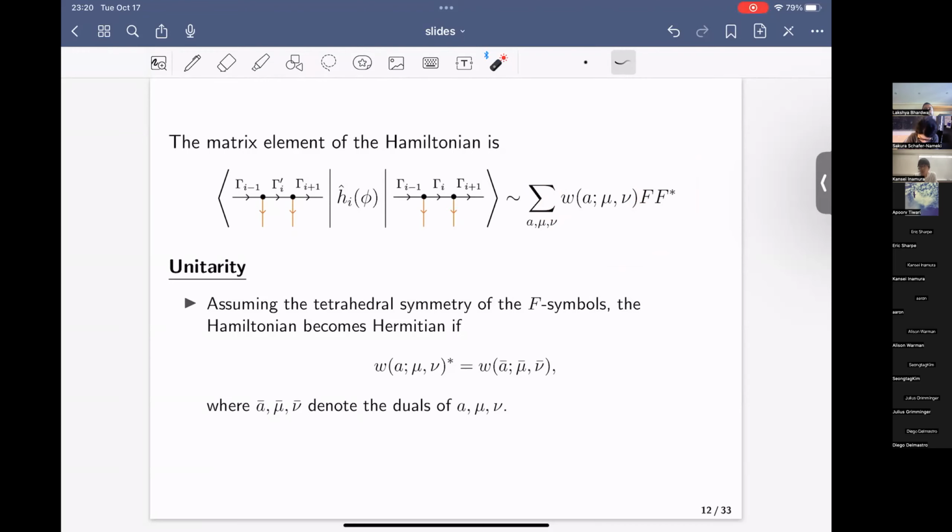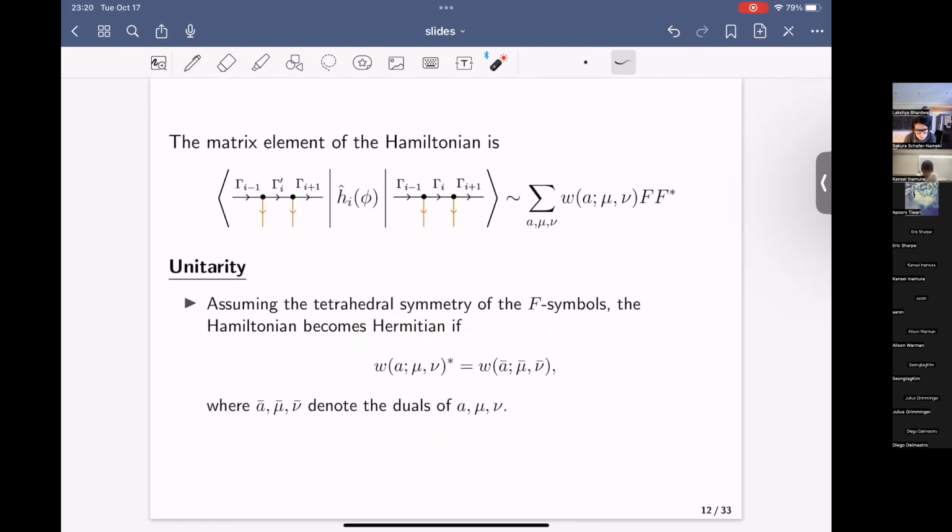But so far, we have not cared about the unitarity of the model. So this model is in general non-unitary. But it turns out that if we choose the parameters W appropriately, then this model can become unitary. More specifically, if we assume that the F symbols of the fusion 1-category satisfy the so-called tetrahedral symmetry, then we can show that the Hamiltonian of this model becomes Hermitian if we choose the parameters W so that this equality holds. Here, A bar, mu bar, nu bar denote the duals of A, mu, nu respectively.